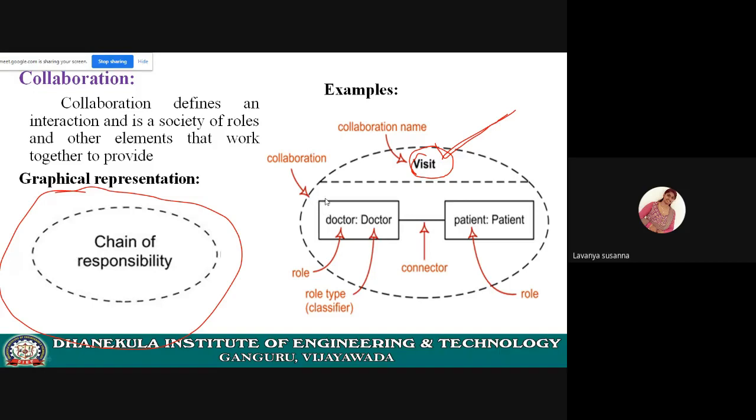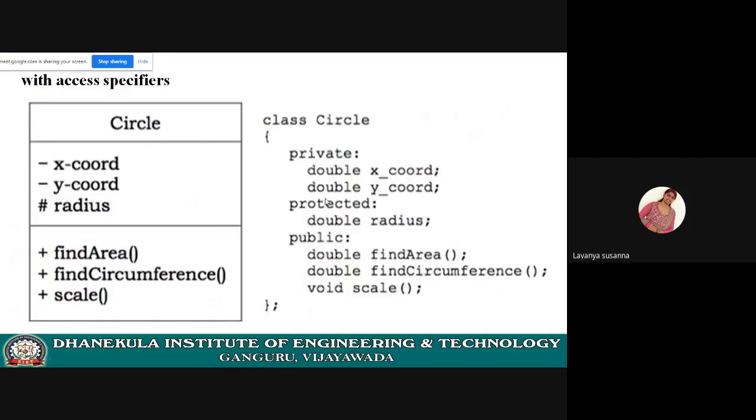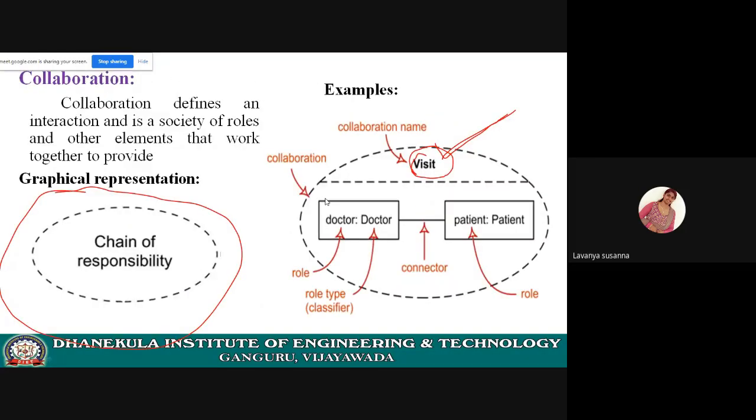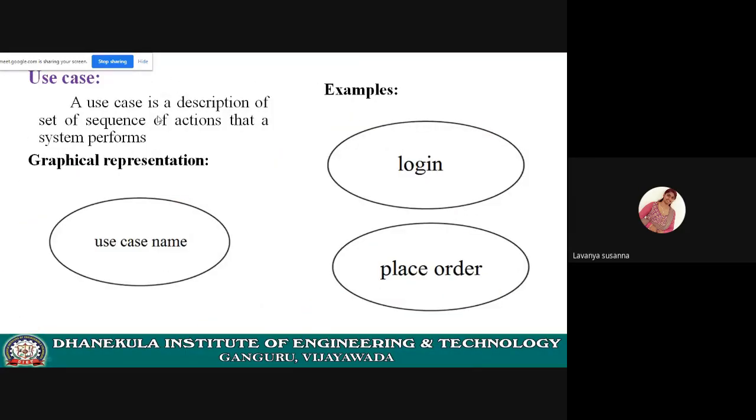Next, let us see the next one. Class completed, interface completed, collaboration completed. Next, use case. Already you know use case, I have discussed what a use case is. It is a description which has a sequence of operations. First let us see the graphical representation and then I will explain.